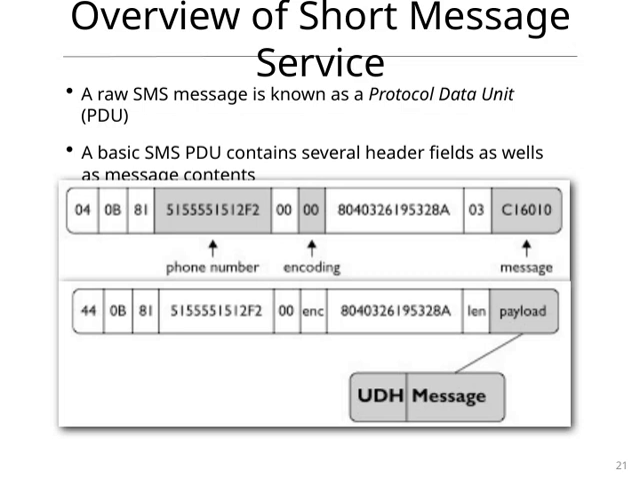Now, let's take a closer look at the overview of the Short Message Service, or SMS. When a raw SMS message is transmitted, it's referred to as a Protocol Data Unit, or PDU. This PDU isn't just the message content itself. It's a structured data packet that includes not only the message, but also several important header fields. These headers carry essential information needed for the message to be properly routed and understood by the receiving device.